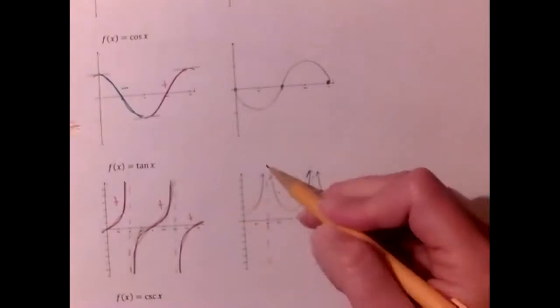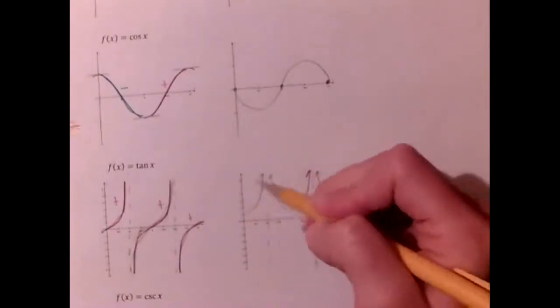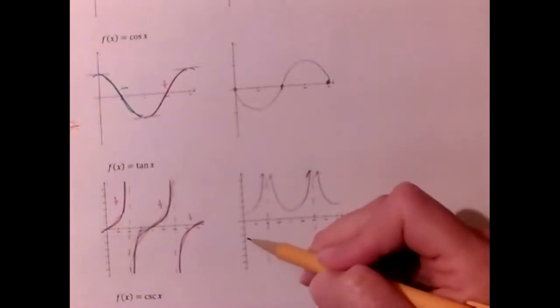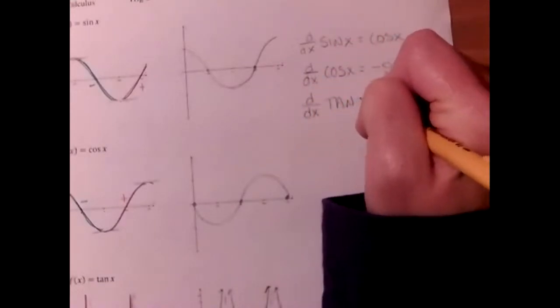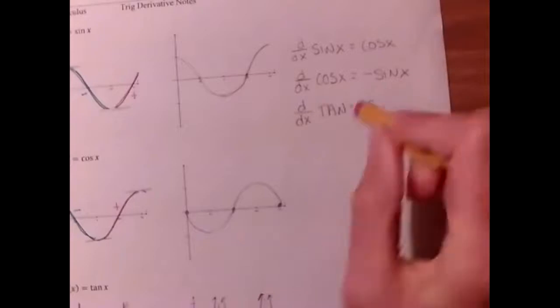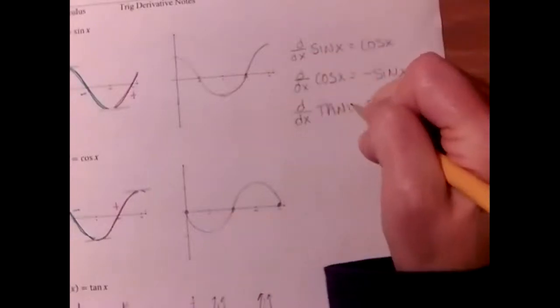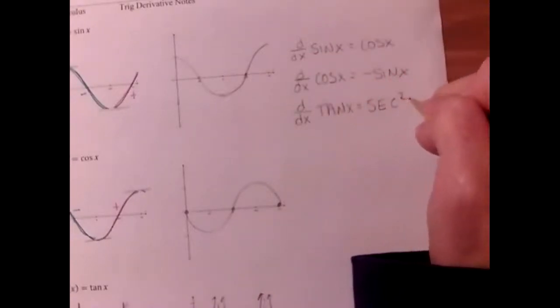If you remember, secant has the U shapes that alternate, like you have one up here and then one down here. When we turn them all positive, we have squared them. So derivative of tangent of x, oops, I guess I need an x there, is secant squared.